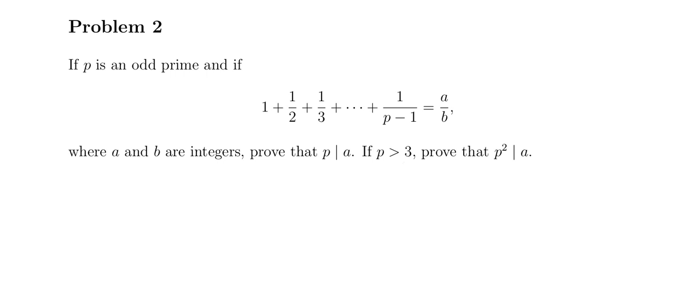P is an odd prime, and if 1 plus 1/2, 1/3, up to 1/(p-1) equals a/b, where a and b are integers, then p divides a. If p is greater than 3, then prove that p squared divides a.